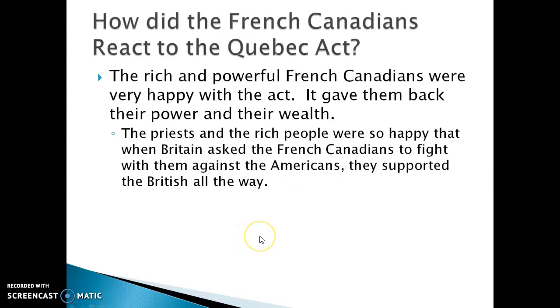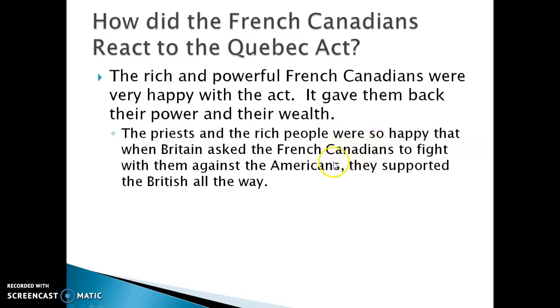So how did the French Canadian people react to the Quebec Act? Well, that depended on who you were. If you were rich and powerful, you were very happy because you would have been given back all your power and all your wealth. So who were the rich and powerful? They were the priests and they were the seigneurs. So the rich people were the priests and the seigneurs.